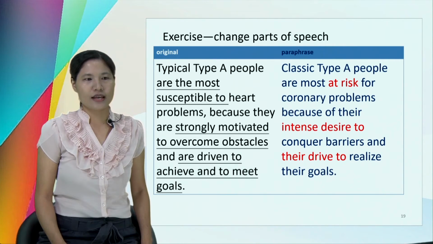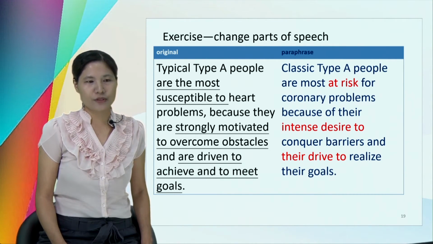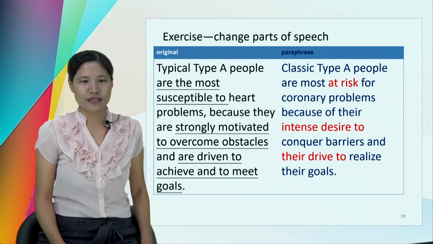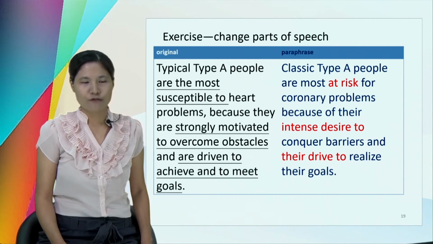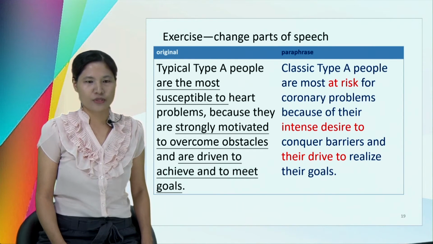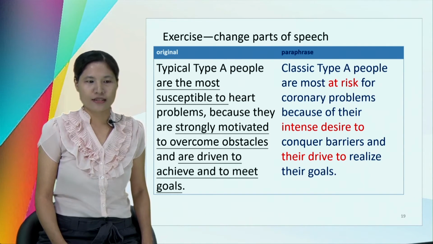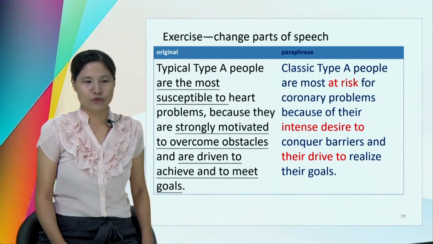Now let's look at the exercise. Typical Type A people are the most susceptible to heart problems. On the right hand side, you can see are most at risk for coronary problems. And the other part, strongly motivated, we say intense desire. Motivated is an adjective, 形容词, but in the paraphrase, we use desire, 名词. And the original one, are driven to, that's the past participle 过去分词, or we can say passive 被动式. And in the paraphrase, we say their drive, so we use a noun now, 用名词.